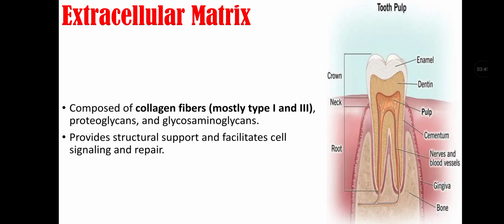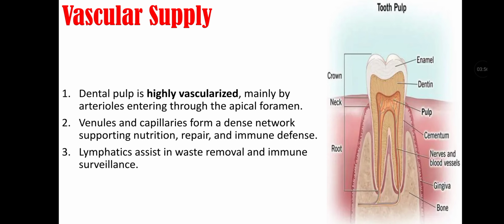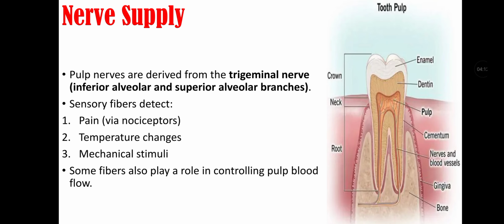It is composed of collagen fibers, mostly type 1 and 3, proteoglycans, and glycosaminoglycans. They provide structural support and facilitate cell signaling and repair. Vascular supply of dental pulp. Dental pulp is highly vascularized, mainly by arterioles entering through the apical foramen. Venules and capillaries form a dense network supporting nutrition, repair, and immune defense. Lymphatics assist in waste removal and immune surveillance.